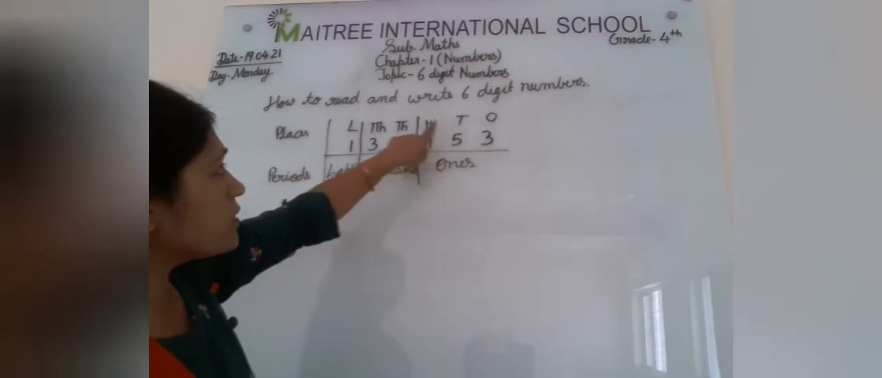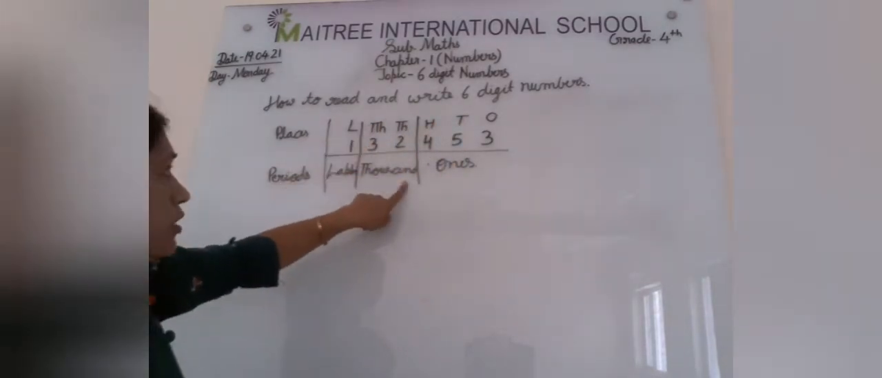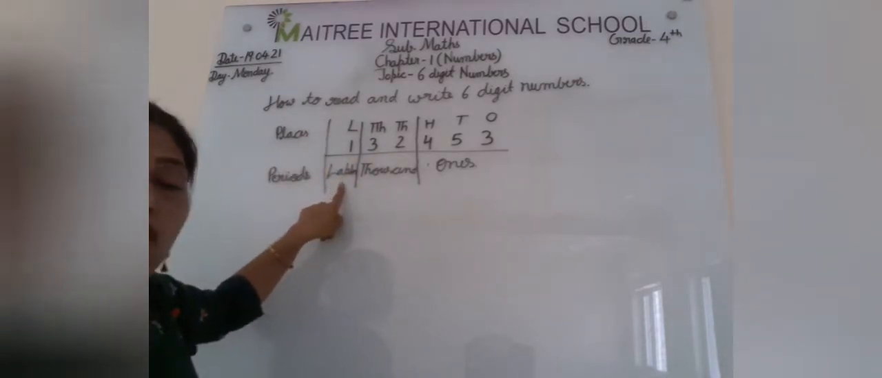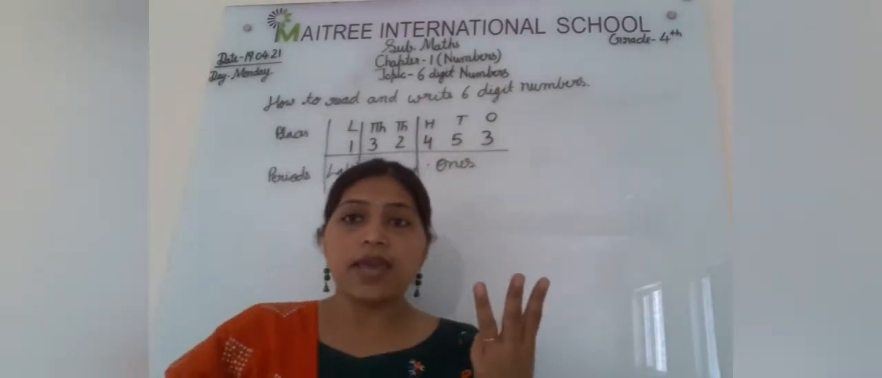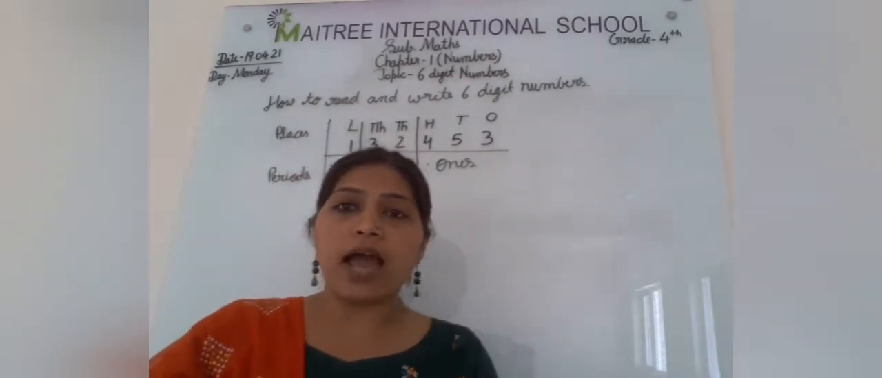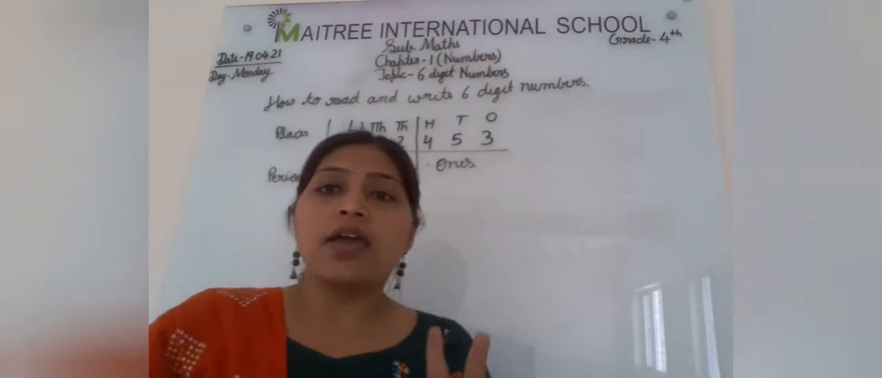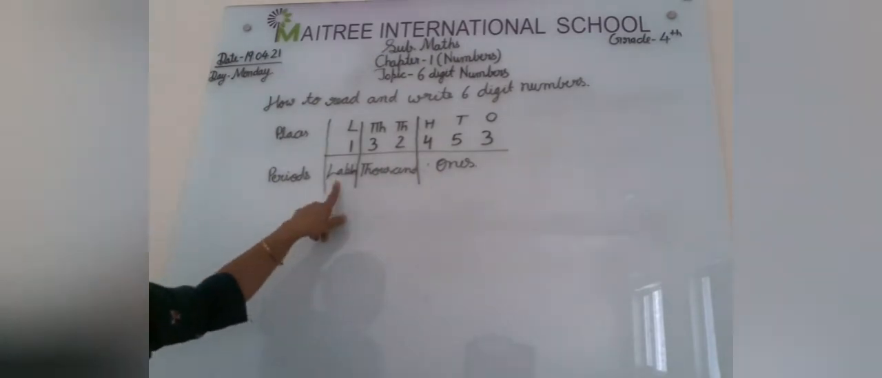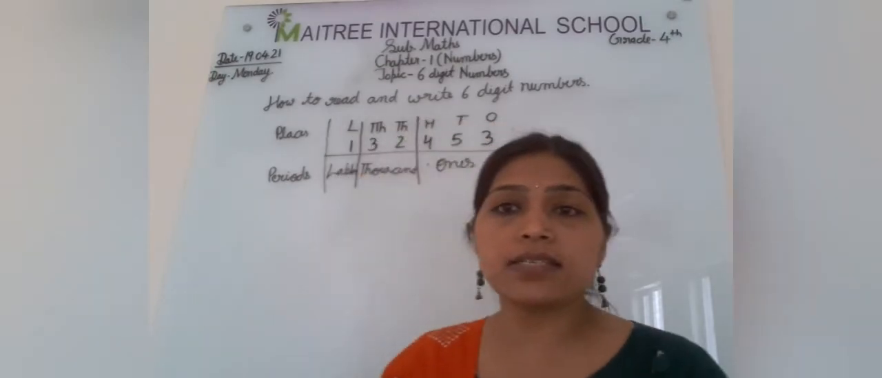So ones, tens, hundreds will come in the ones period, thousands and 10,000 will come in the thousands period, and the lakh will come in the lakh period. So it's a new period for you. It means in a 6-digit number we have 3 periods. In a 5-digit number we have only 2 periods, ones and thousands. But in 6-digit we have 3 periods: ones, thousands and lakh. Okay, so now I am going to tell a nice trick how to read the 6-digit number.